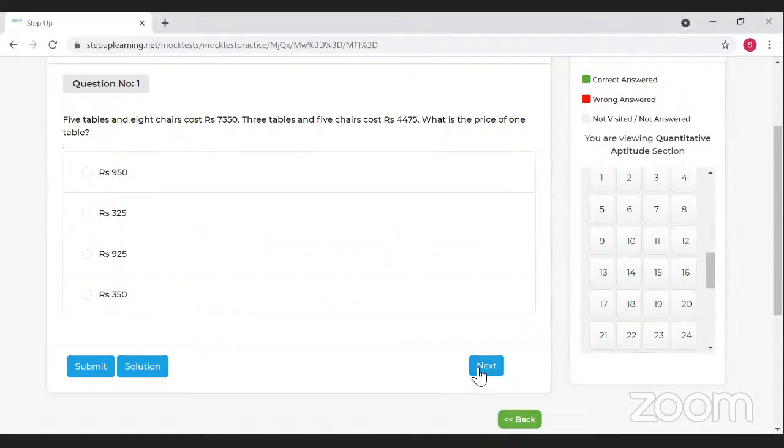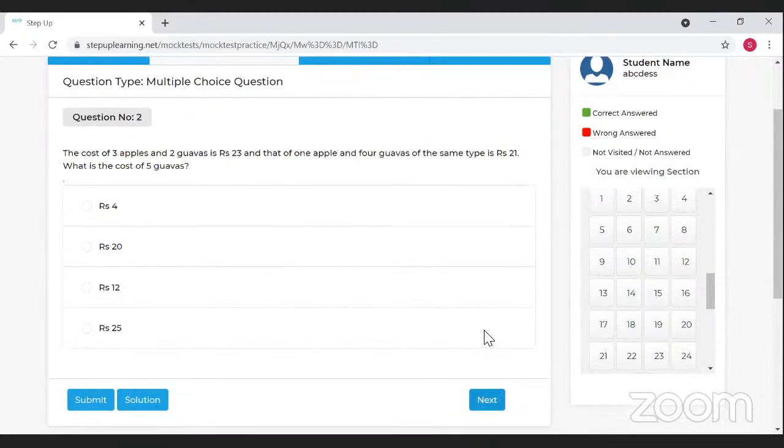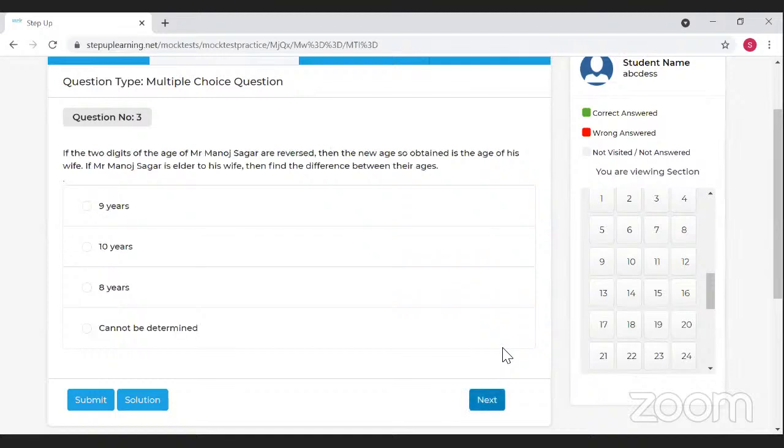Okay. Where is the next one? Why is it not moving? Yeah, same concept. 3 apples, 2 guavas, 1 apple, 4 guavas. Right. Cost of 5 guavas. Okay, again you just have to add it and get the answer. So I'm not solving this also. How about this? Got the answer for this one? Cannot be determined. Did you understand? All of you got it, or anybody wants me to explain?